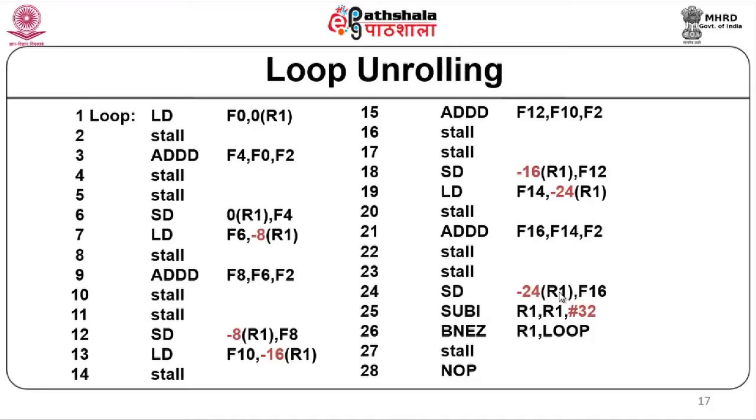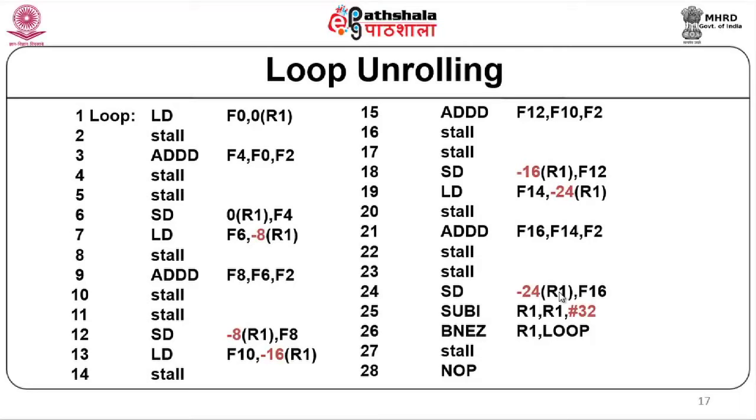So, the second set of instructions uses a different register, for example F6, and a different address, minus 8 R1. If you look at the third iteration, it uses a different address, minus 16 R1, and a different register F10. In the fourth iteration, it uses register F14, and the address is minus 24 R1. Similarly, the destination register of the add instruction is not the same. It is F4 in the first iteration, F8 in the second, F12 in the third, and F16 in the fourth.